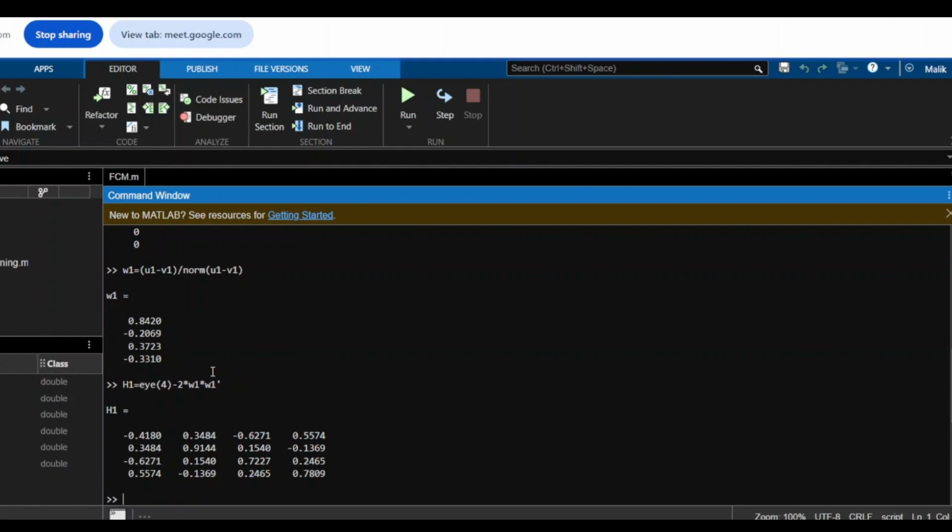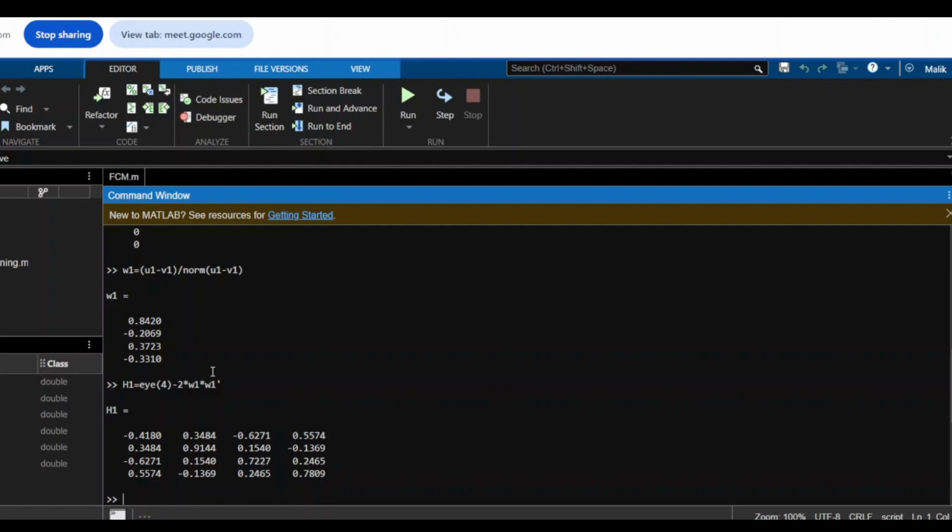Now what is the next step? H2 we have to find. First we will find A1. A1 will be H1 into A. After getting A1, then we will find C2, again U2, V2, W2, then we will find H2. Like we will keep continuing till we get H1, H2 and H3. Finally, we will multiply all three of them and that will be our Q matrix, right?